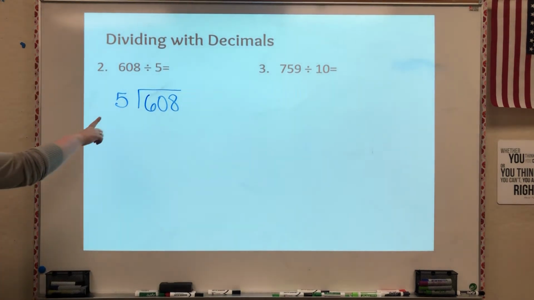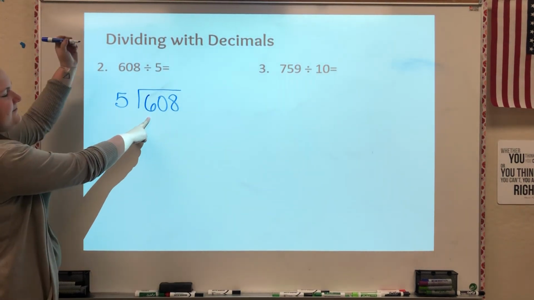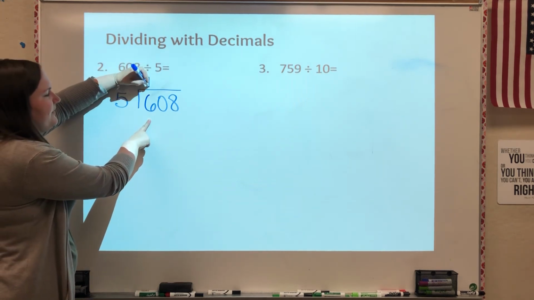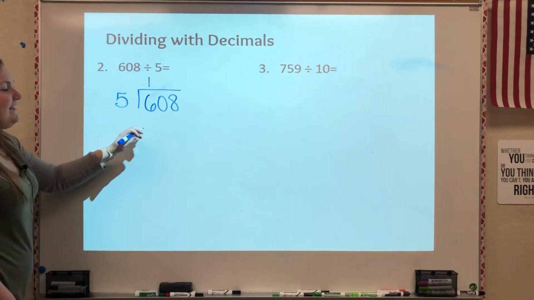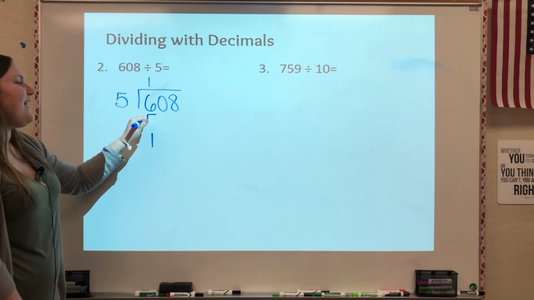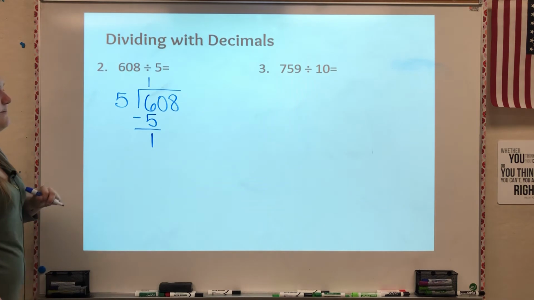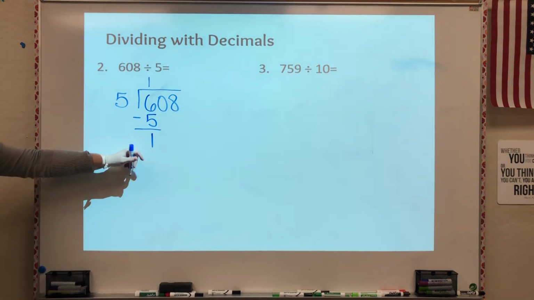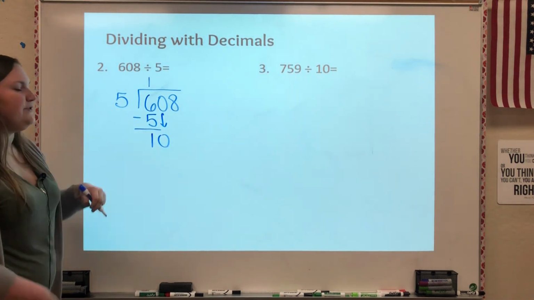But our first step would be how many times 5 goes into 6. 5 goes into 6 one time, so that 1 goes up here. If you know what the remainder is, you can write it down, or you can say 1 times 5 is 5 and subtract to find the remainder. Once you've got the remainder, you bring down the next number and you go all over again.